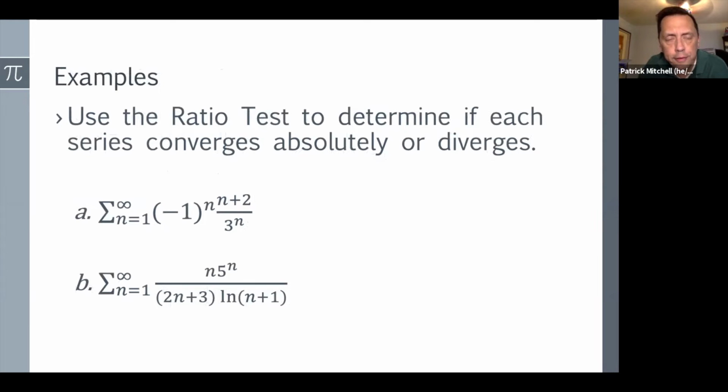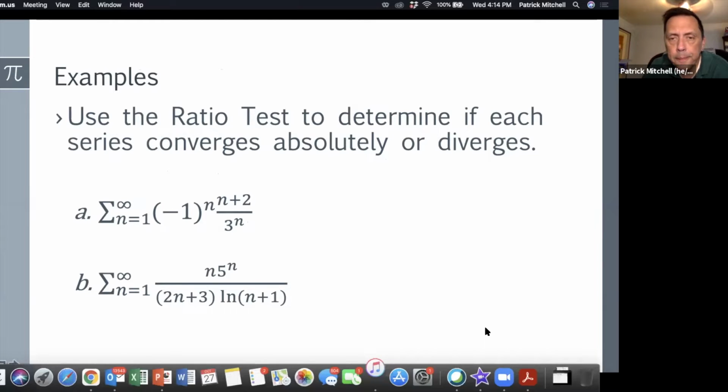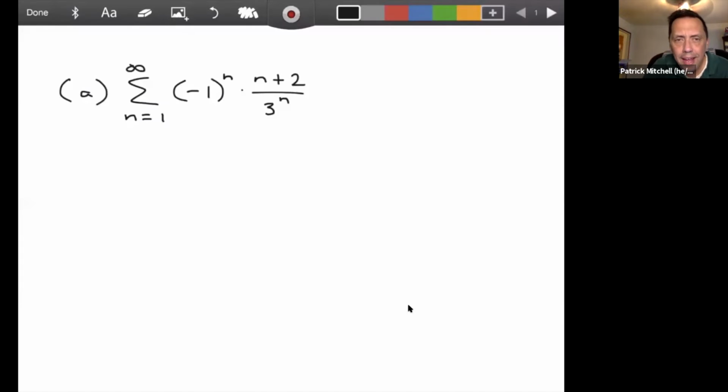All right, so for the first two examples, we're going to look at these two series and use the ratio test to determine if the series converges absolutely or diverges. So let's go over to the tablet. And away we go. All right.